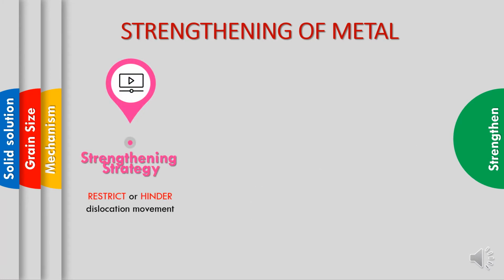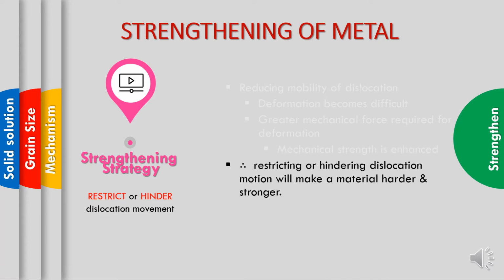For the strengthening strategy, by reducing mobility of dislocations, deformation becomes difficult. A greater mechanical force is required for deformation, and we can see the mechanical strength is enhanced. As a result, restricting or hindering dislocation motion will make a material harder and stronger. This is the way of strengthening of metal.